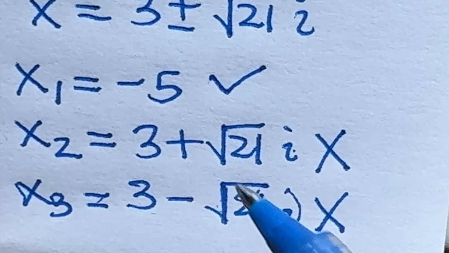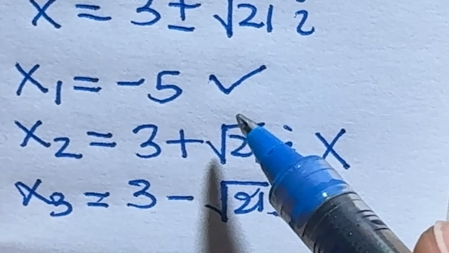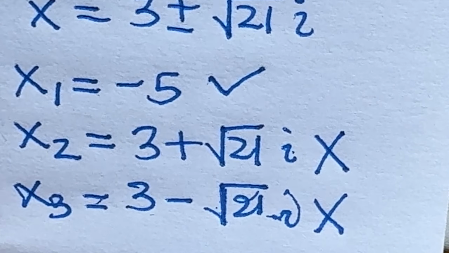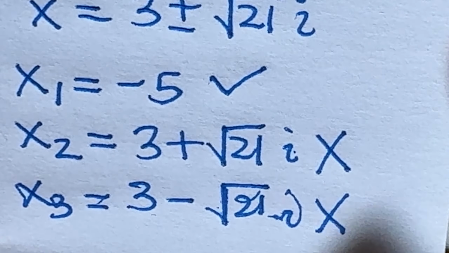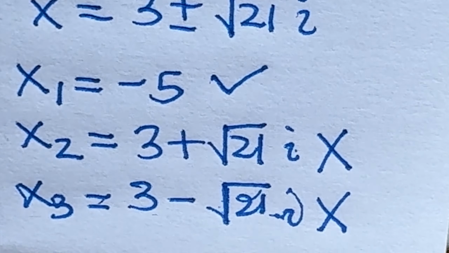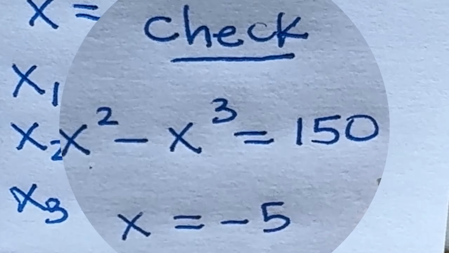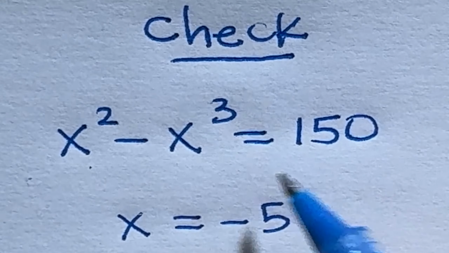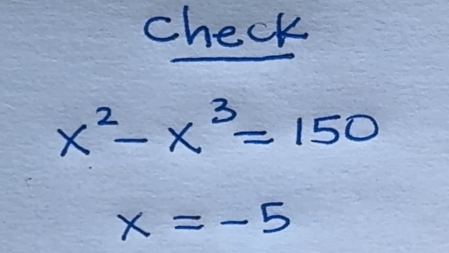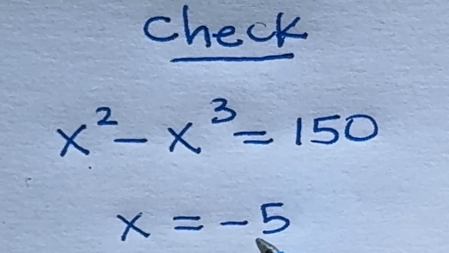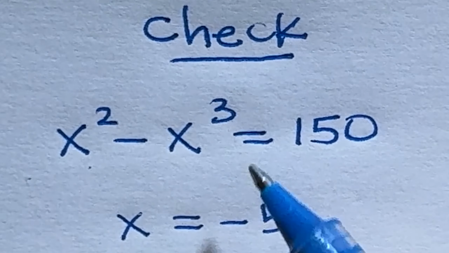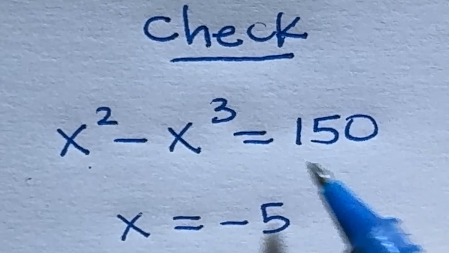And to check that x is equal to minus 5 is the correct solution, we will need to insert it back into the question or the problem and see that the equation is balanced on both sides. So the equation or the problem is x squared minus x cubed is equal to 150, and our solution is x is equal to negative 5. So we're going to put negative 5 in place of x in this problem, and it should give us 150.